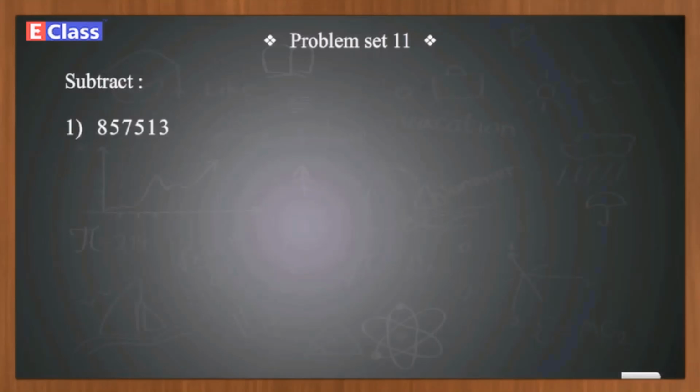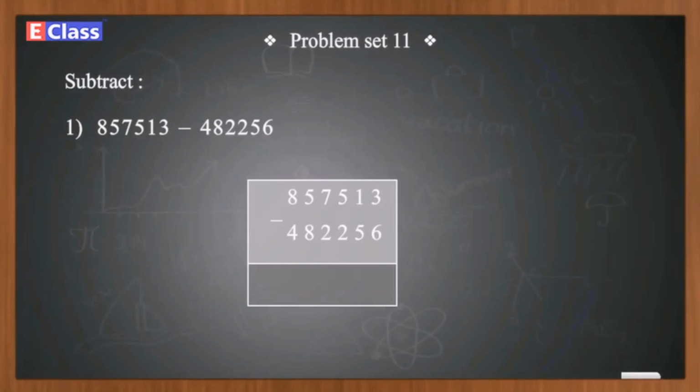4,82,256. First of all, we subtract the units place. We cannot subtract 6 from 3, therefore we borrow 1 ten from the tens place, therefore 0 tens will remain at the tens place. And after untying the borrowed 1 ten as 10 units and adding it to 3 units, we shall get 13 units at the units place. Now, we can subtract 6 units from 13 units. Therefore, 6 units subtracted from 13 units, we get the remainder as 7 units.